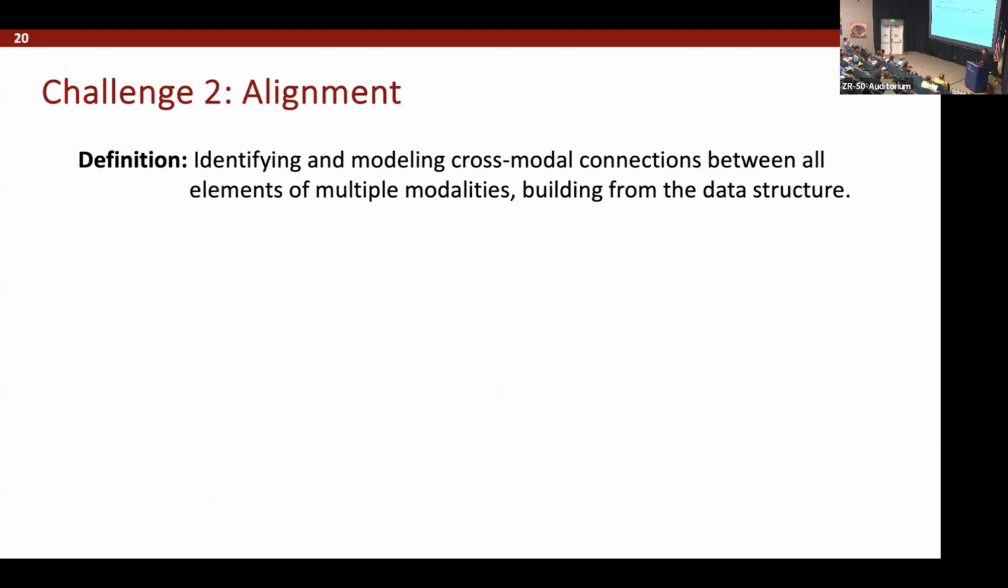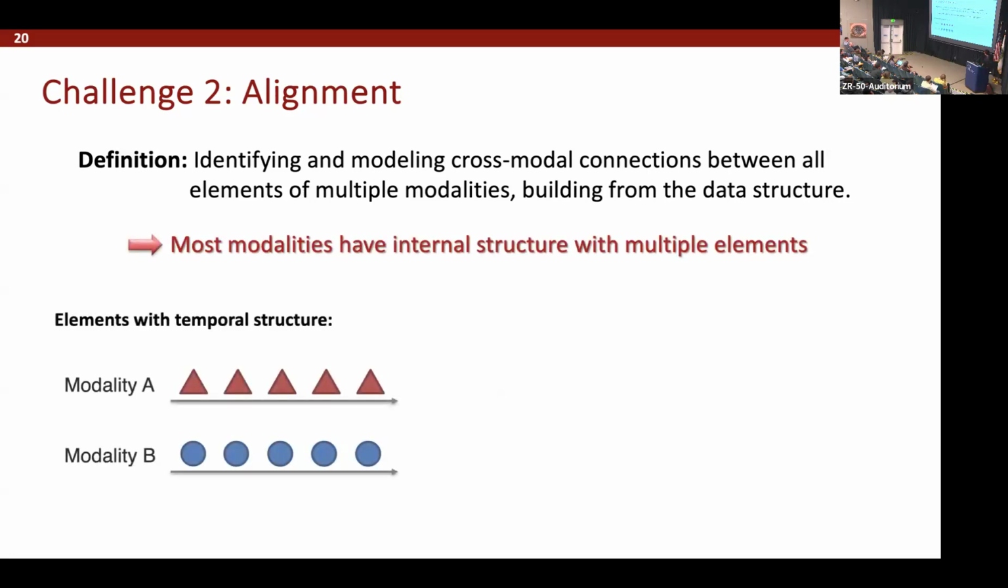So challenge 2 is alignment. As we said, in representation, we only captured 1 element in each data modality. We said we leave the other elements for the other challenges. So that's exactly what we're trying to do in alignment, dealing with the fact that most data modalities have some internal structure with multiple elements. How do we capture the connections between all of these data elements in one and the other?